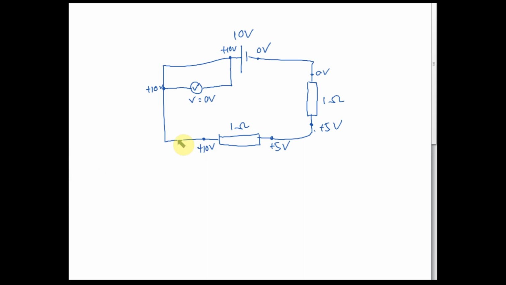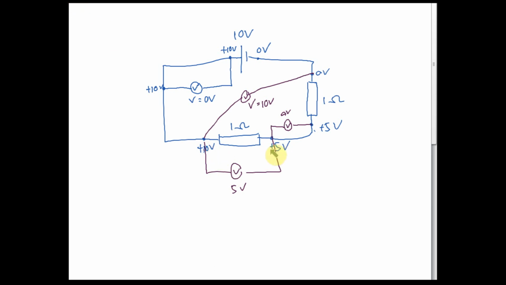How about if I connect the voltmeter from this point to this point? What's the reading of the voltmeter? V equals what? 10 volt. Very good. How about I connect my voltmeter here to here? 0. Yes. Very good. How about I connect my voltmeter from this point to this point? 5, because the difference is 10 minus 5.